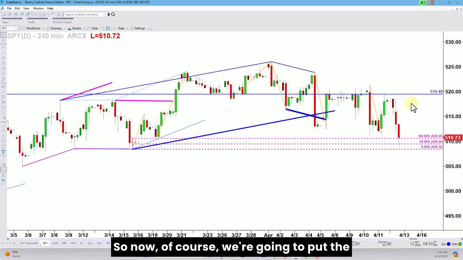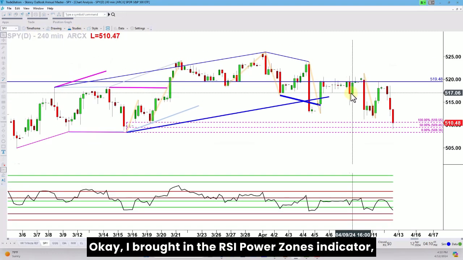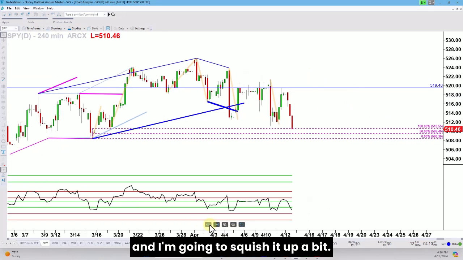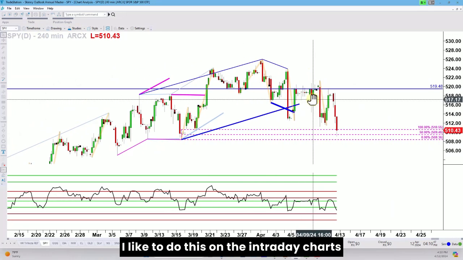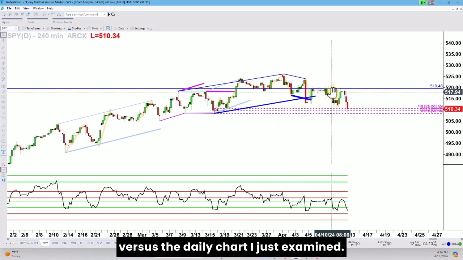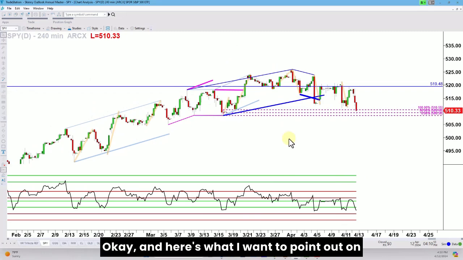So now, of course, we're going to put the cherry on top with the RSI power zones. Okay, I brought in the RSI power zones indicator, and I'm going to squish it up a bit. I like to do this on the intraday charts so that I get perspective of where this is versus the daily chart I just examined, okay? And here's what I want to point out.